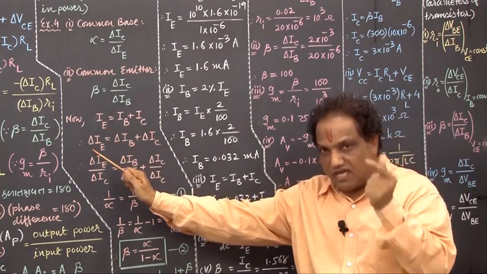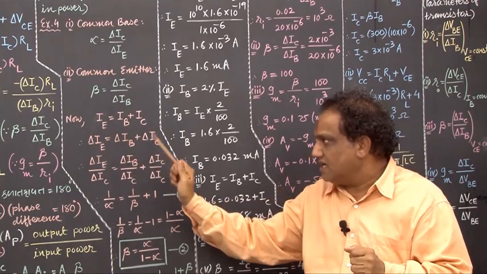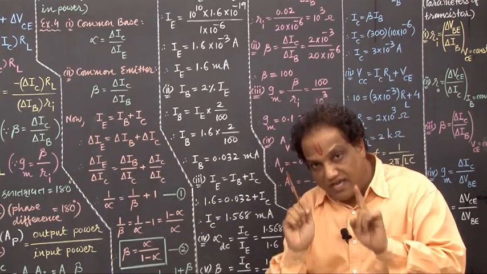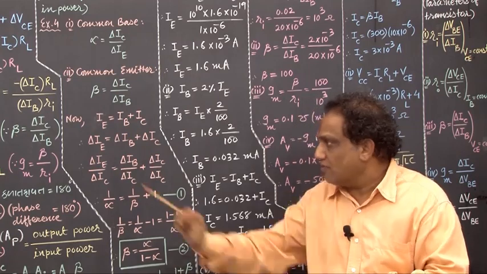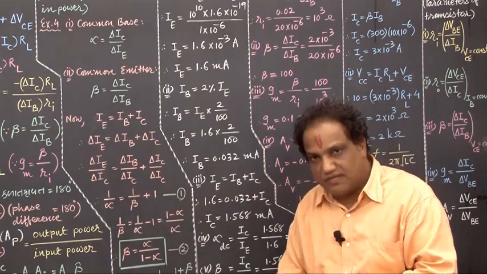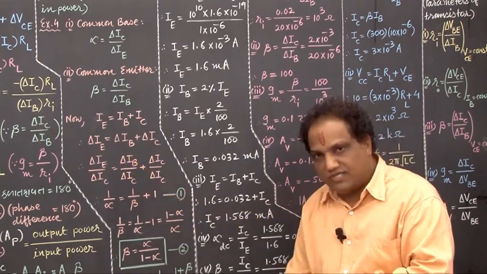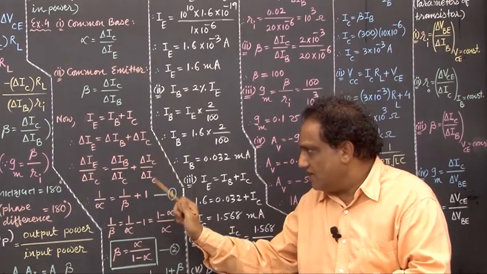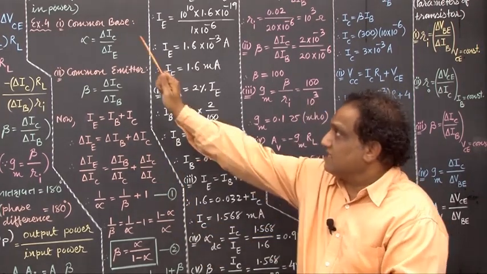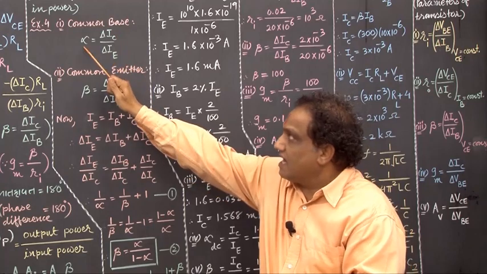Delta IE equals delta IB plus delta IC. Divide each term by delta IC. Delta IE upon delta IC equals delta IB upon delta IC plus delta IC upon delta IC. If it is delta IC upon delta IE, we can write alpha.